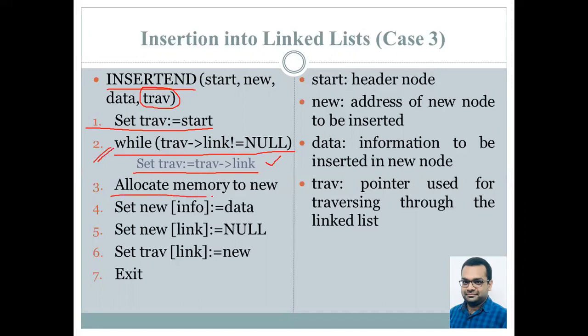We'll be allocating the memory to the new node that needs to be inserted. We'll be setting the information part of the new node as the value of the data that we need to insert into the node. Its link will be made null because now it will be the last node in the linked list, and traversal's link will be set to the value of new.